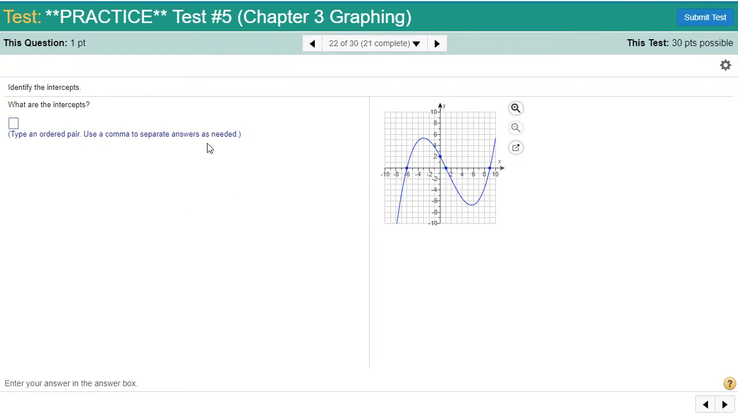So here we are at question number 22, and again we have been asked to identify the intercepts. So what are the intercepts? And we just have a blank that we're going to type in once we've identified everything.